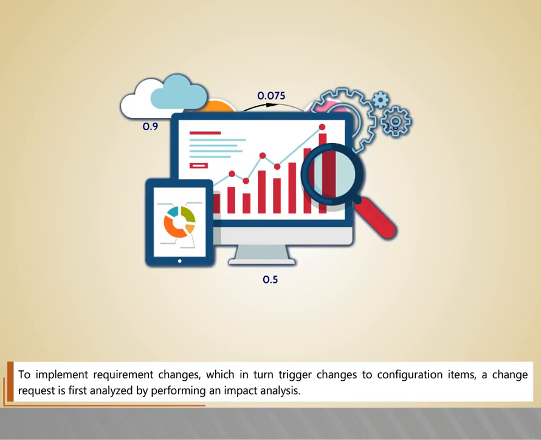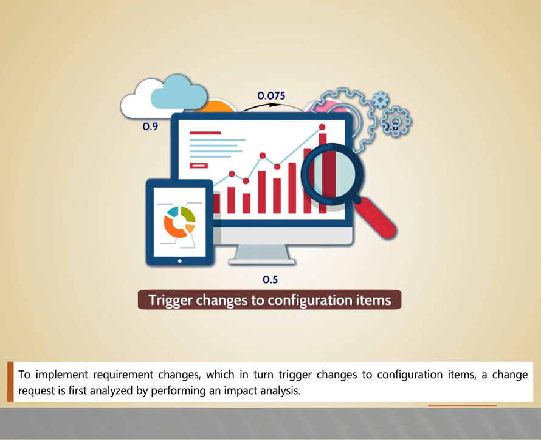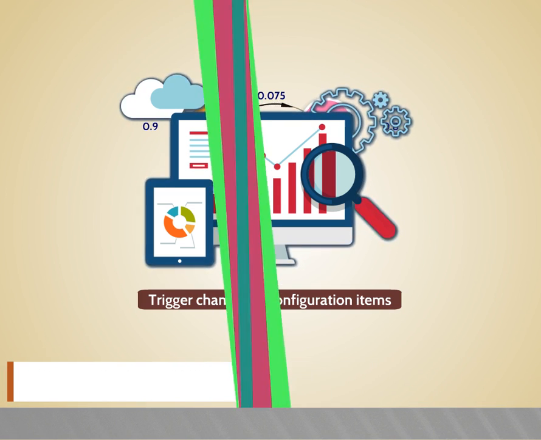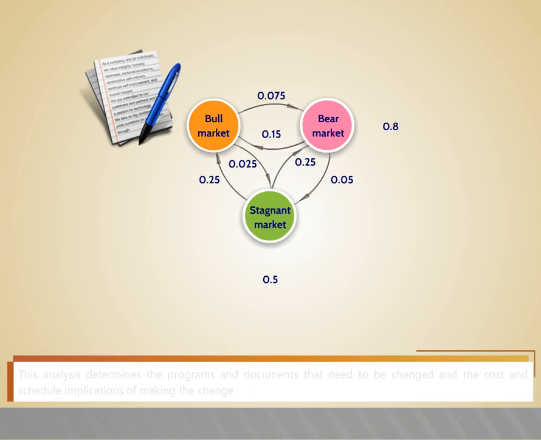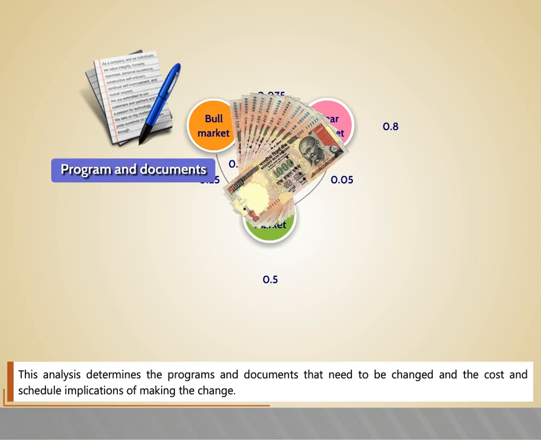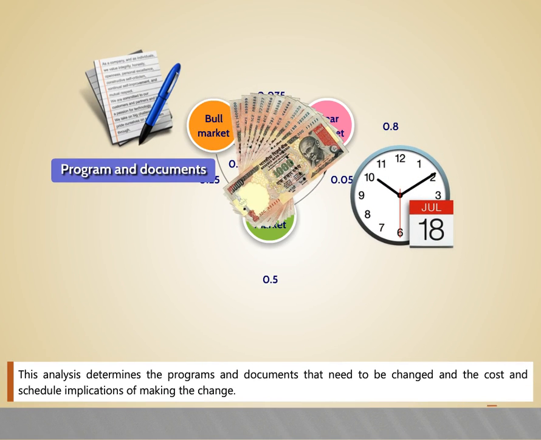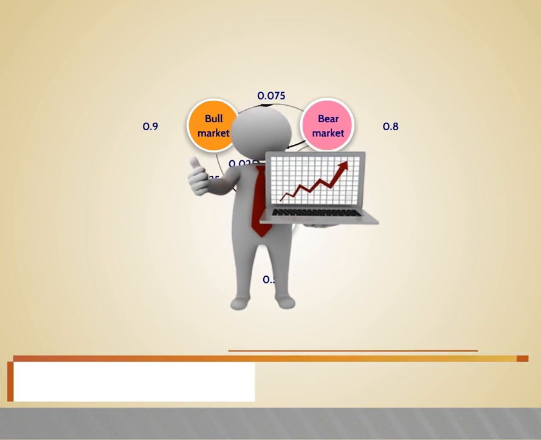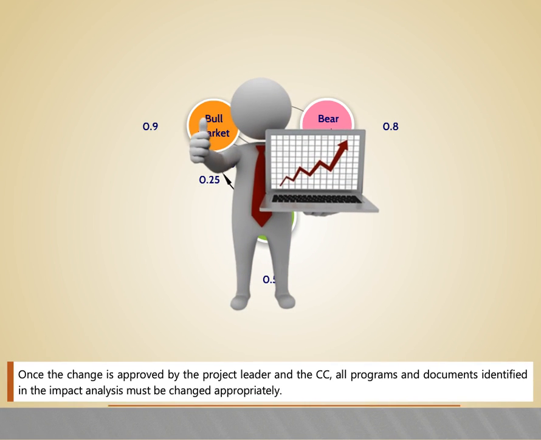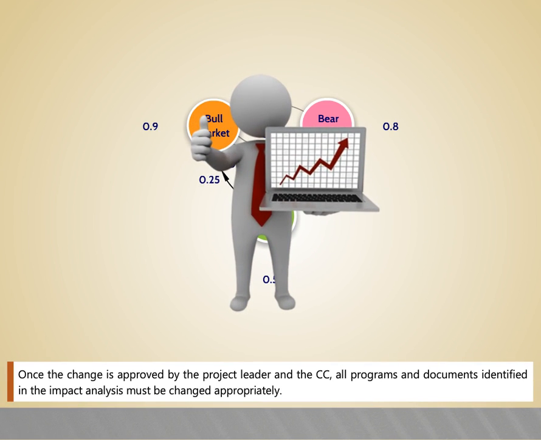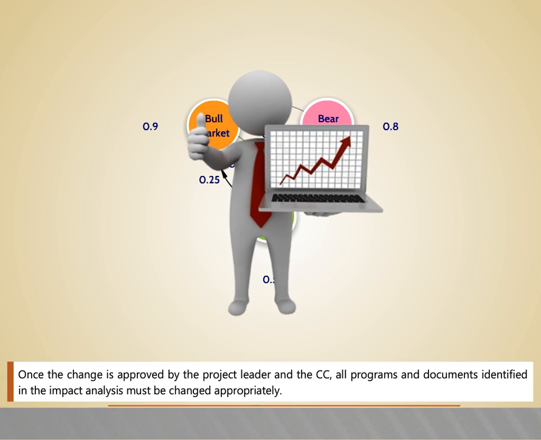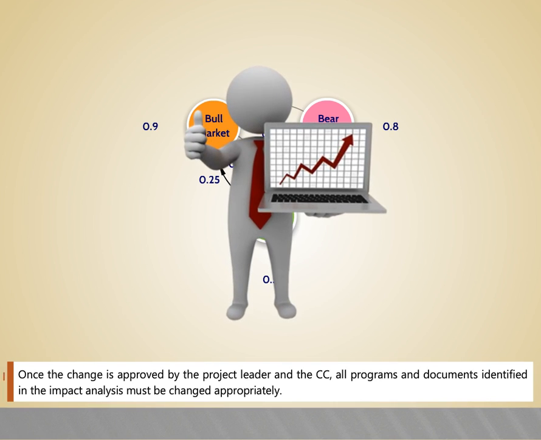To implement requirement changes, which in turn trigger changes to configuration items, a change request is first analyzed by performing an impact analysis. This analysis determines the programs and documents that need to be changed and the cost and schedule implications of making the change. Once the change is approved by the project leader and the CC, all programs and documents identified in the impact analysis must be changed appropriately.